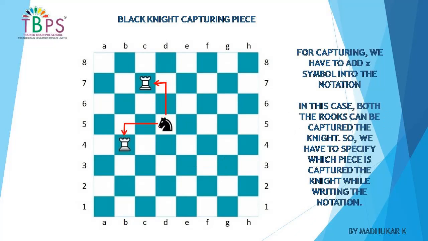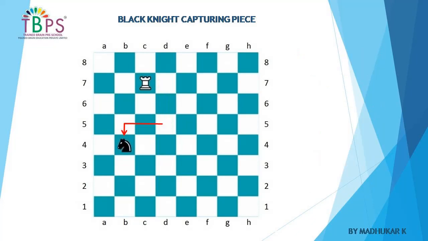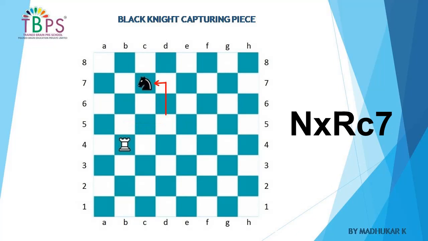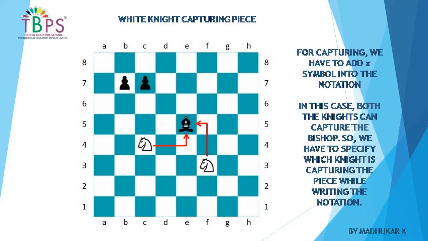In this example, we are seeing one black knight and two white rooks. Here, this knight can capture either of the rooks. So we have to specifically mention which rook it is capturing while writing the notation. We cannot say N x R because we will not understand which rook it is. Suppose this knight captures the rook which is in b4, we have to write N x Rb4. Suppose this knight captures the rook which is in c7, we have to write N x Rc7 or N cut Rc7.